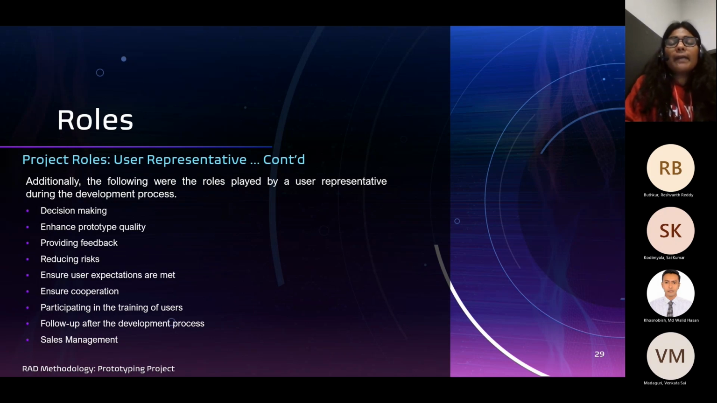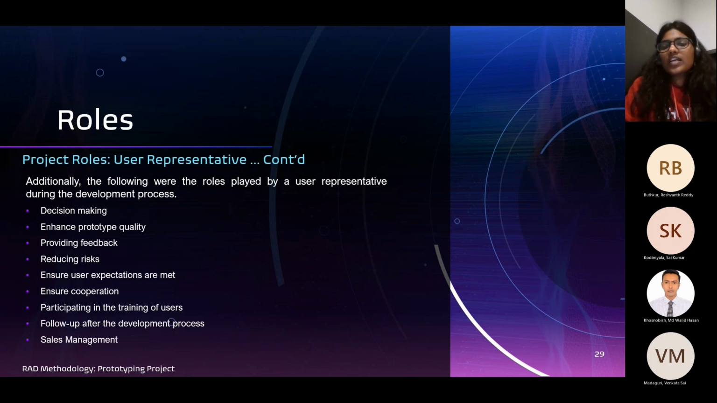Ensure the prototype quality. My duty was to ensure that the generated prototypes were of high quality as required by the end user. Developing quality prototypes promotes end user satisfaction. Providing feedback. My duty was to provide the user feedback to the development team within the required time. Providing feedback on time helps the development team to make changes continuously as quickly as possible. And reducing the risk. Check whether the user expectations are met or not. Ensuring the cooperation between the software development group and the product users.